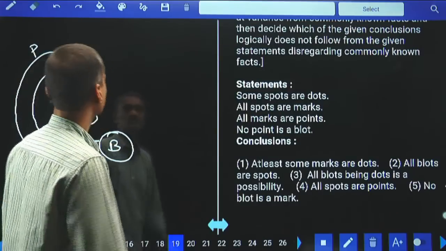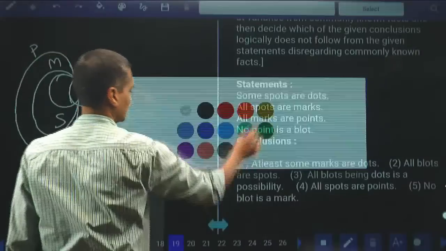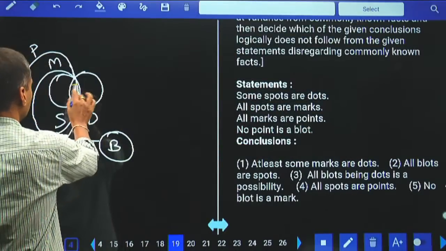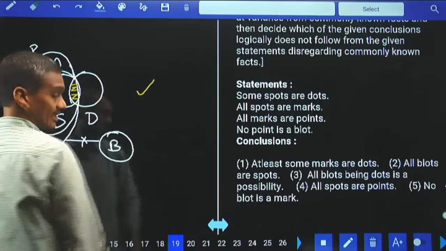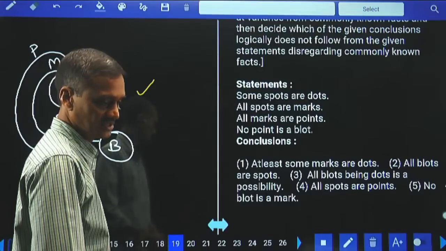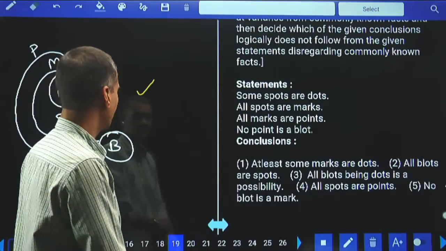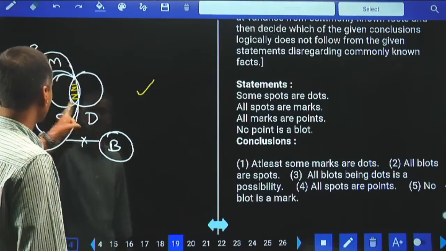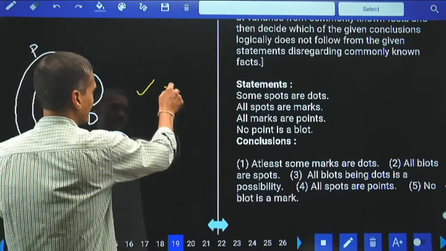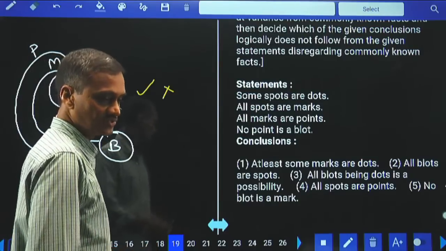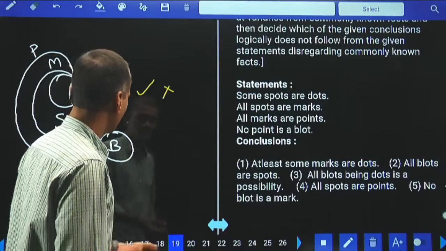Then coming to the first one. Some marks are dot. Mark is here, dot is here. Is it true or false? It is true. As it is true once, it cannot be 100% false. Second, all blots are spot. Blot is here, spot is here. That is false. As it is false once, we need to recheck whether it is 100% false or not. Isn't it? Then what is 100% false?